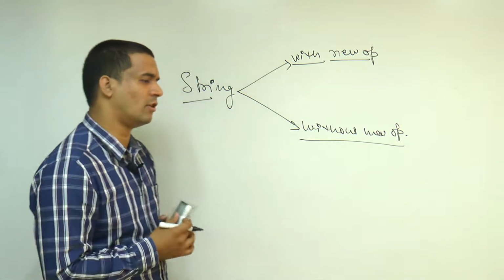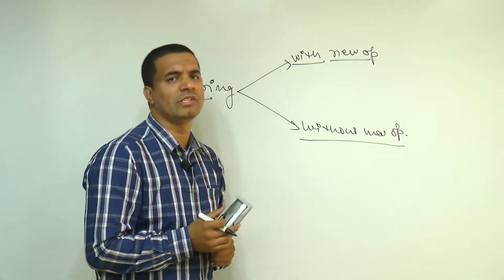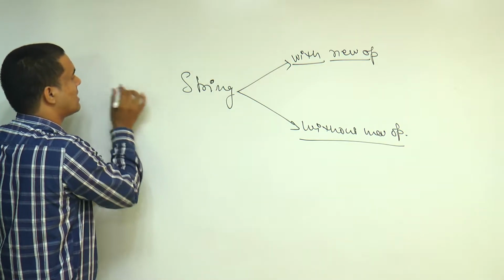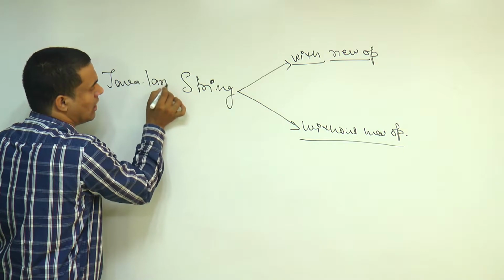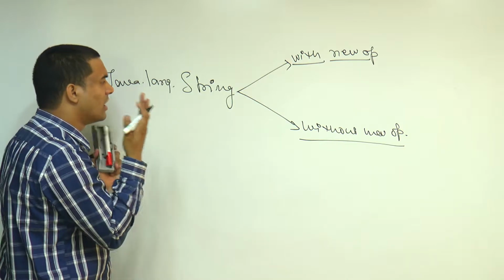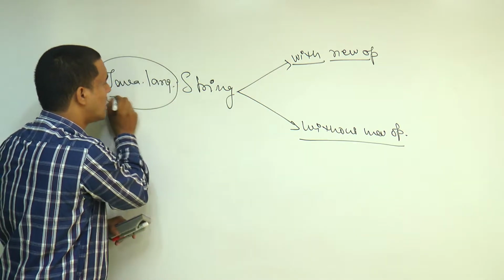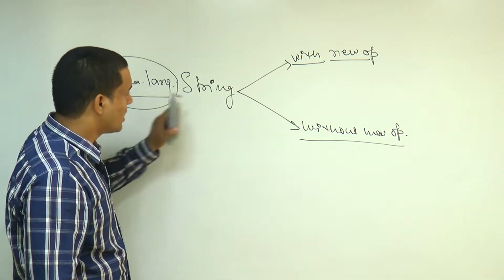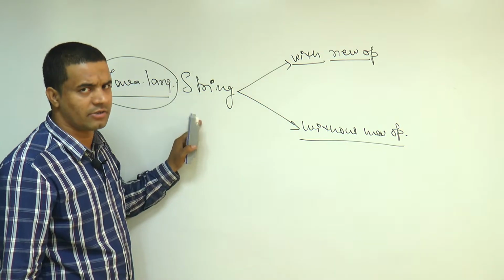But before this, there are some basic properties of the string class. What are the basic properties of the string class? One thing is very clear: the string class is available inside the java.lang package, right? So this string class is available inside which package? The java.lang package. Clear?